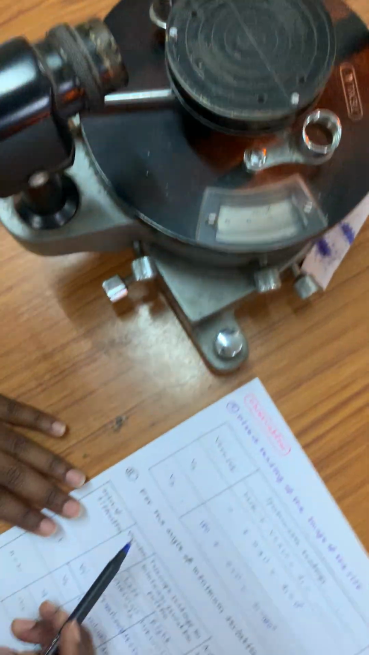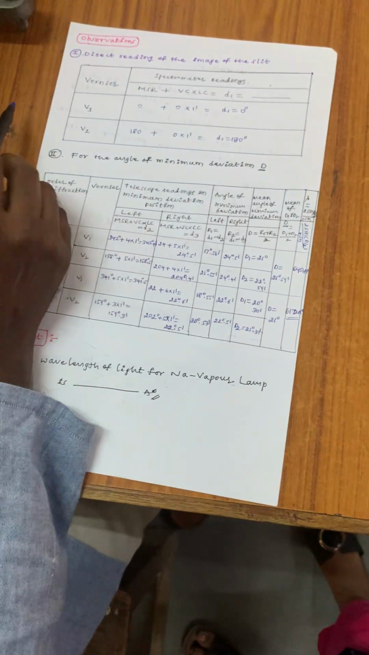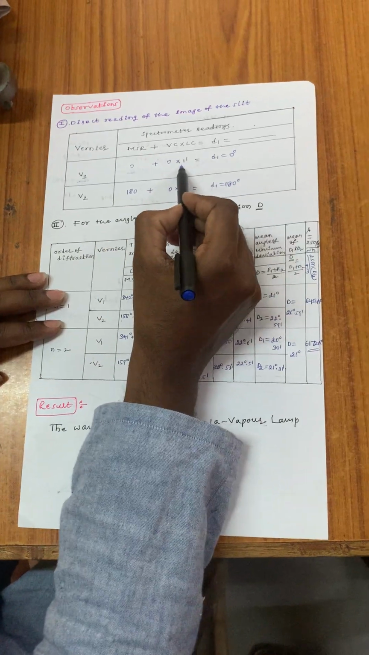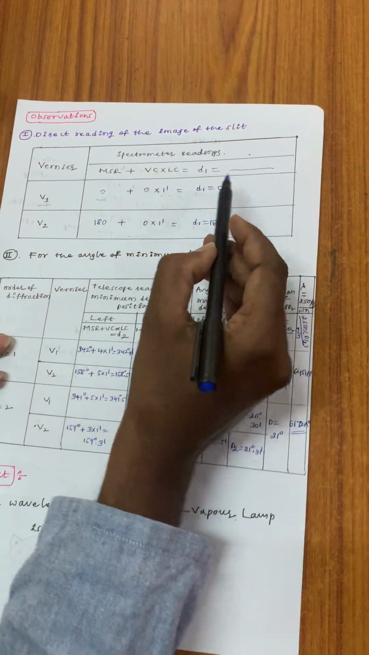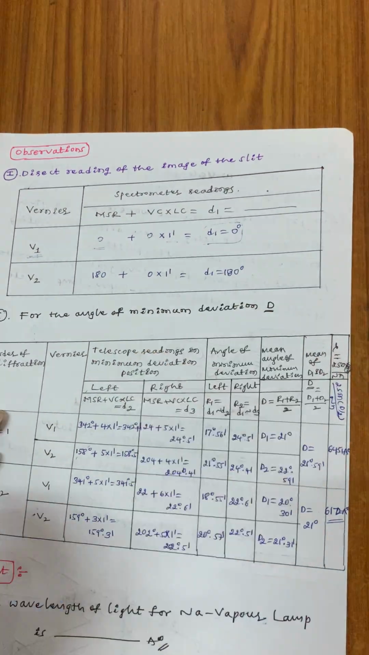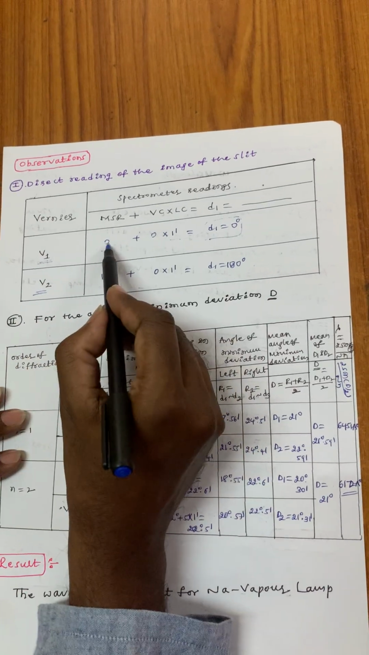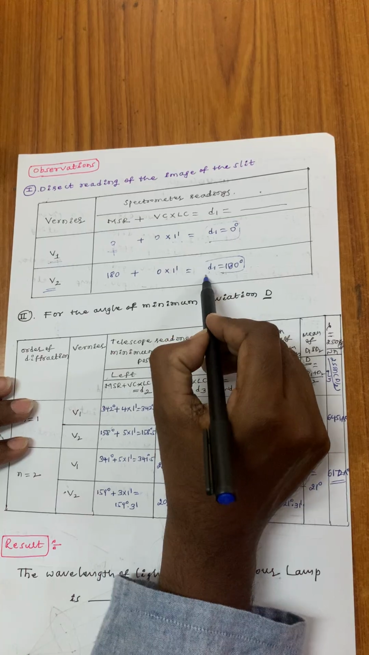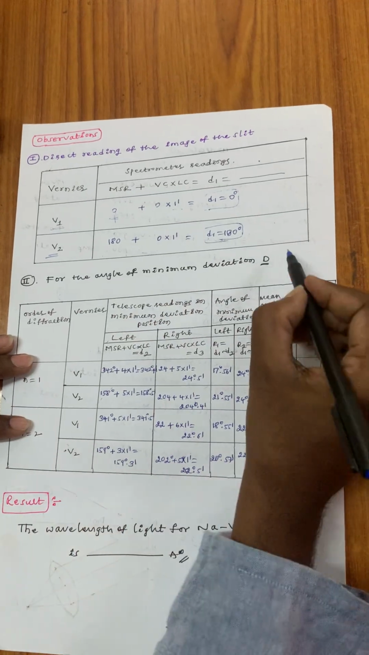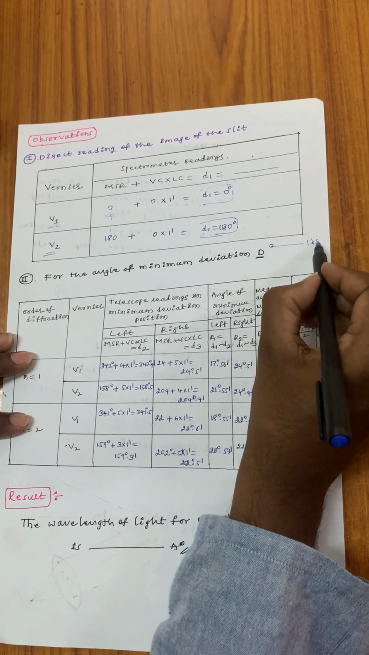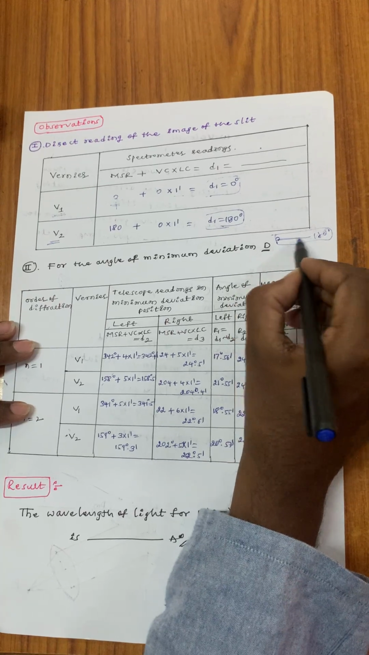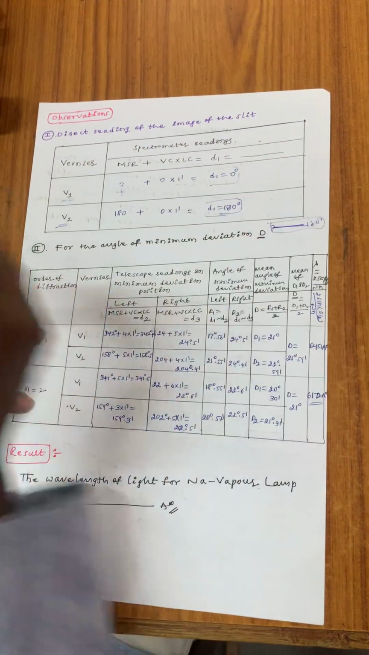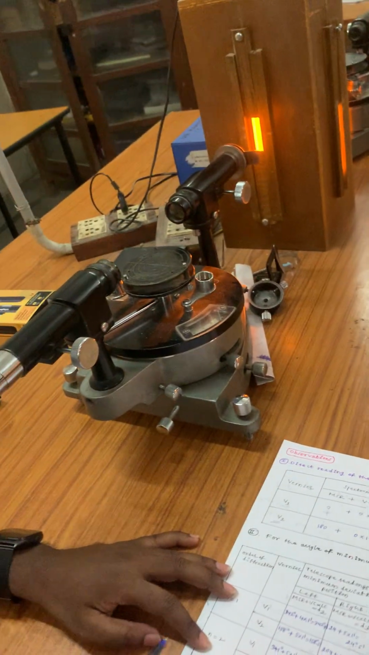After taking this from the spectrometer, how do we calculate? Let us see. First V1: MSR is equal to 0. The least count is 1 minute. D1 is equal to 0 degrees. For V2, if V1 is 0, V2 will come exactly 180 degrees, so D1 is equal to 180 degrees. There is 0 and 180 degrees; this is exactly a linear system. This is the direct reading of the slit image. The slit image we have to take.